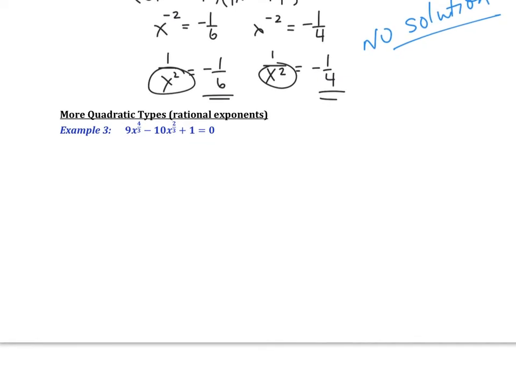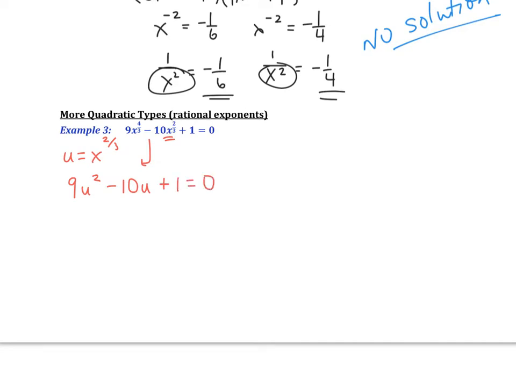For example 3, you've got your options. So I'm going to show it both ways, okay? If you like the idea of u substitution, remember that u would equal the middle term, so u would equal x to the 2/3 power. That would change this entire function into 9u squared minus 10u plus 1 equals 0.